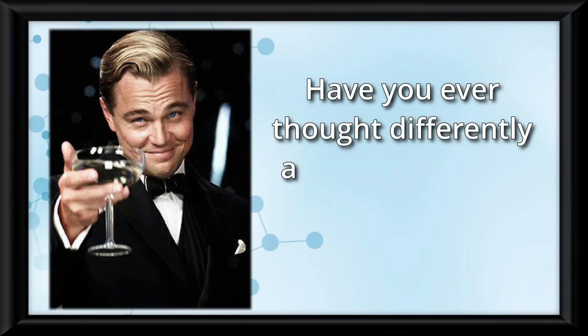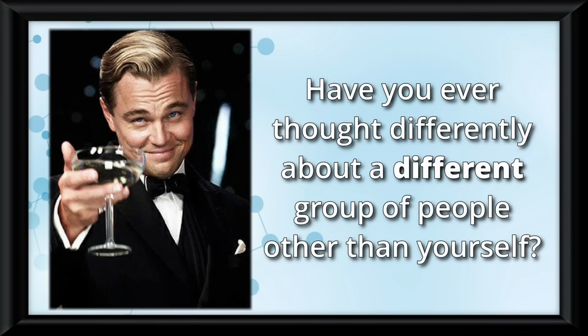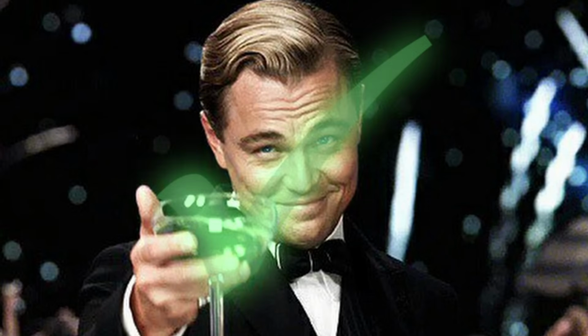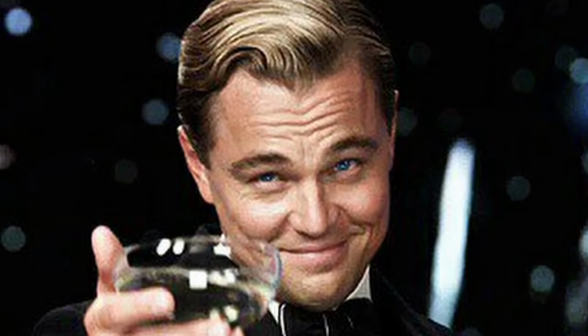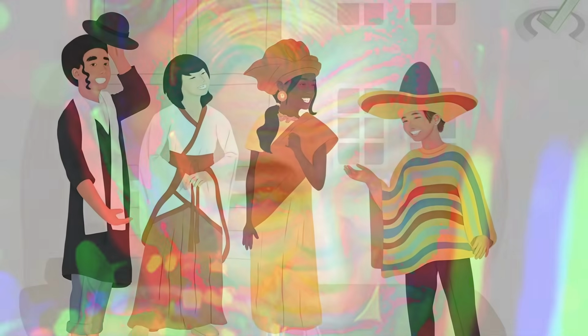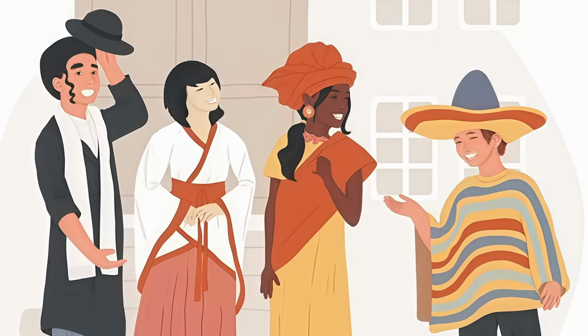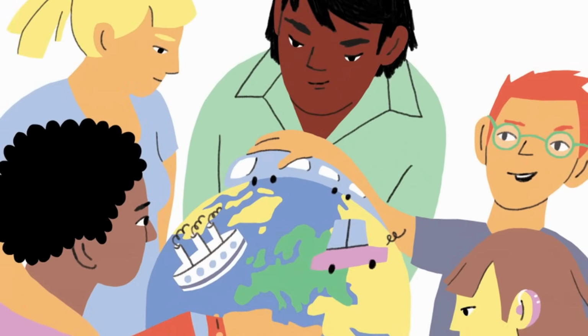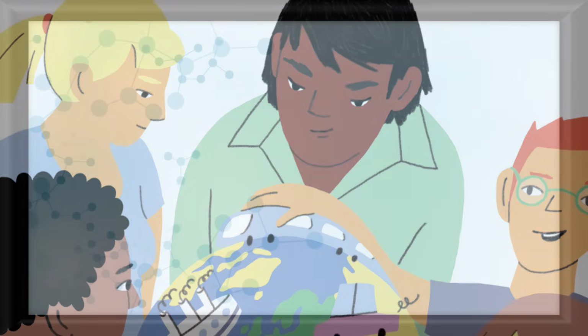I have a question for you all. Have you ever thought differently about a different group of people other than yourself? If you answered yes, congratulations, you're a human being. If you answered no, you're lying, admit it. Anyway, the point I'm trying to make here is that viewing other groups of people in different ways is actually a psychologically backed phenomenon and is totally normal in humans.